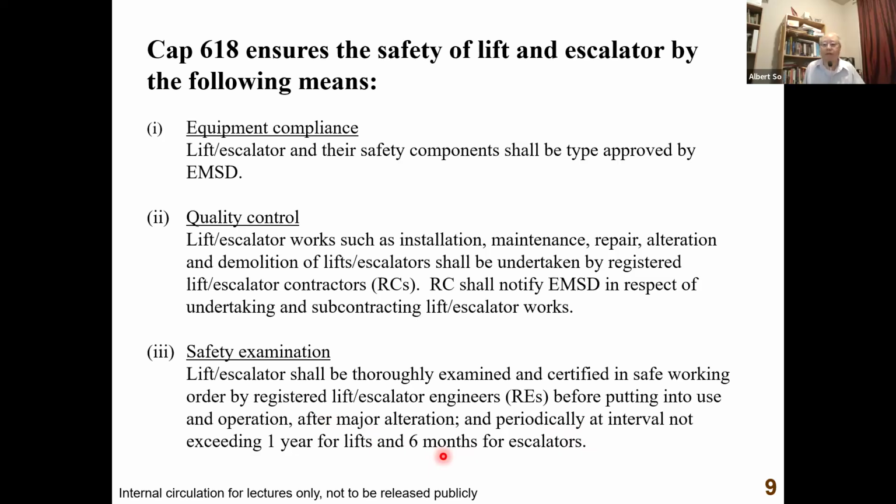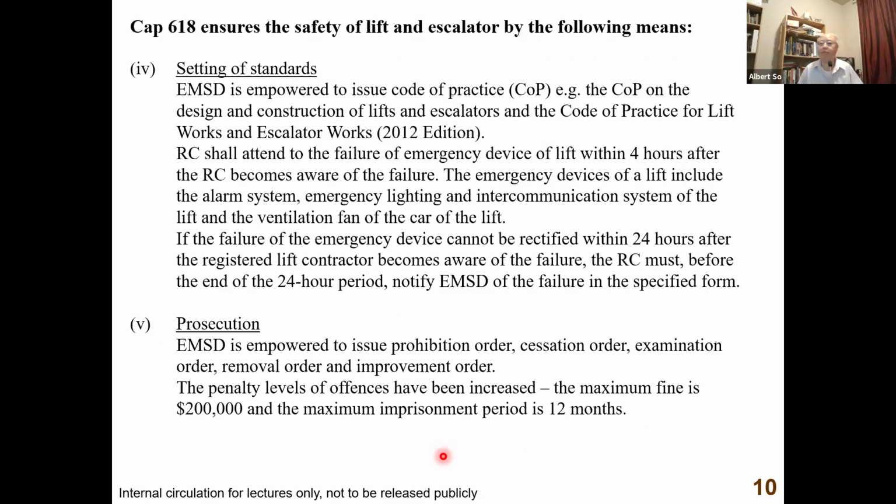And for the rest of the time, you just need to carry out maintenance. Maintenance is on a monthly basis. But safety examination is yearly for lifts and half-yearly for escalators. And then 618 also sets the standards for maintaining the lift, and you can see there is a code of practice for lift works and escalator works. You can download it from the EMSD website. This is free.